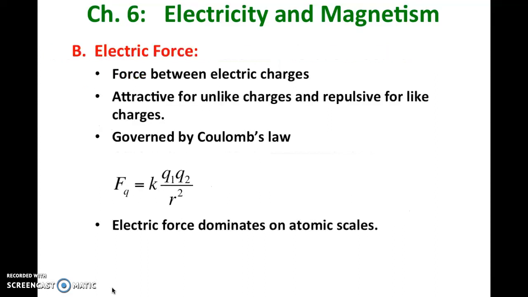The electric force that we learn from this chapter is a force between electric charges. It is repulsive for like charges and attractive for unlike charges, and governed by Coulomb's law: F equals k Q1 Q2 divided by r squared. Electric force dominates on atomic scales.